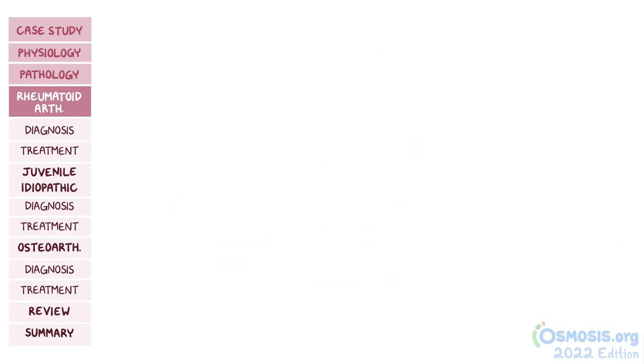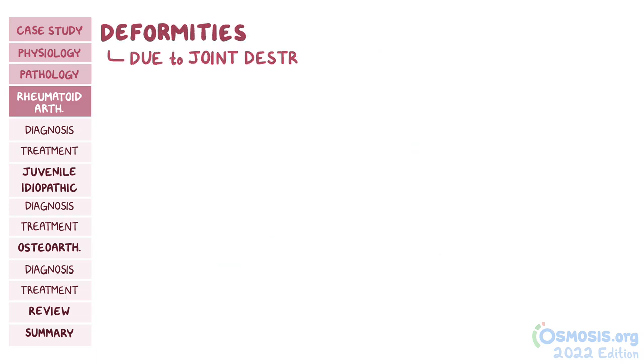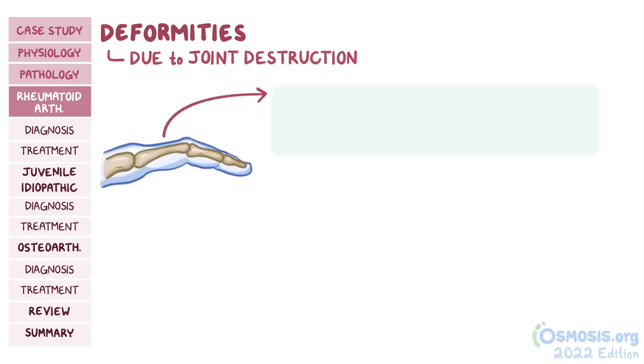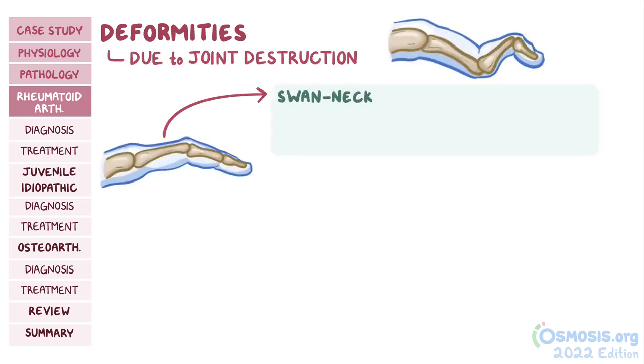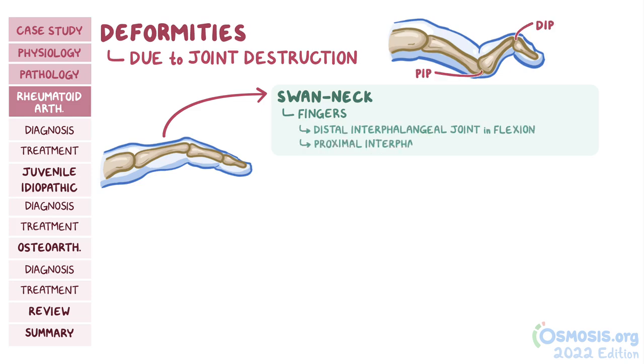As the disease progresses, there are also a series of deformities that can occur due to joint destruction. One of them is swan neck deformity, which doesn't occur in the neck but in the fingers, causing them to deform and resemble the shape of a swan's neck. Specifically, the distal interphalangeal joint of the affected finger is in flexion, or bent, while the proximal interphalangeal joint is in hyperextension, or bent beyond its normal range of motion.